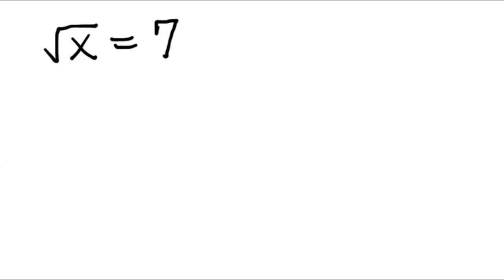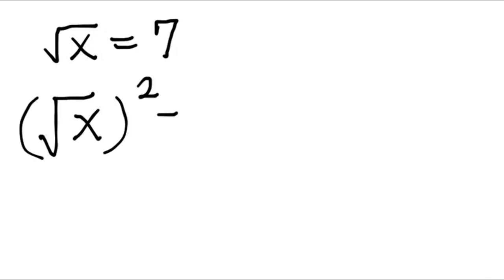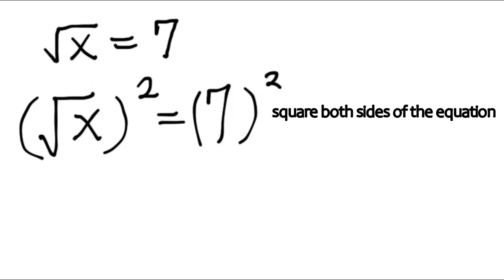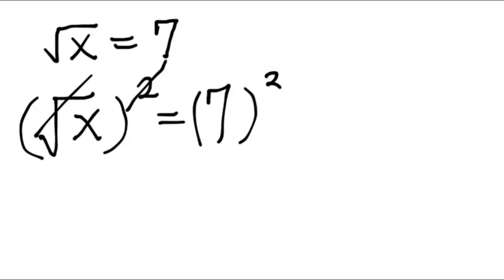Let us have example number 1, which is square root of x is equal to 7. If we have this kind of equation, we need to square both sides of the equation because our goal is to eliminate the radical sign. So we have square root of x raised to 2 equals 7 squared. Then we cancel it out because the index and the exponent are the same. So we have x equals 7 squared, that means 7 times 7, that is 49. So our value of x is 49.